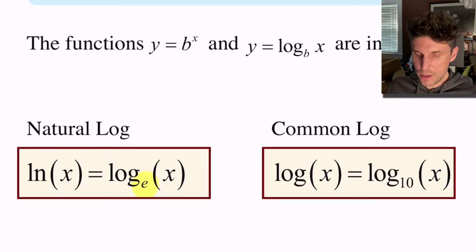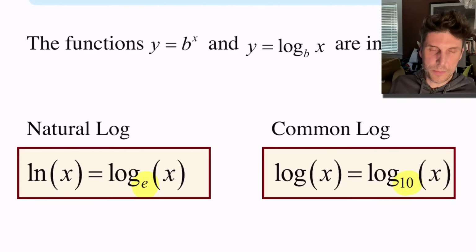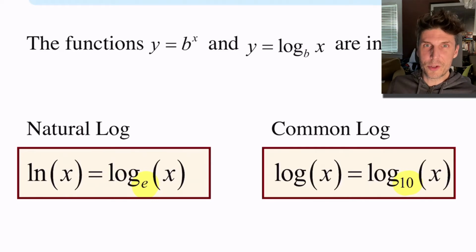And then log by itself, when you don't write a base there, just use the word log, it's implied that it's base 10. Okay, so the common log, when there's no base, means it's base 10, and natural log is base e. And you do need to know that distinction. So if you're writing log base e of x and you're taking a calculus class, the teacher is going to have a talk with you and ask that you use the proper notation.